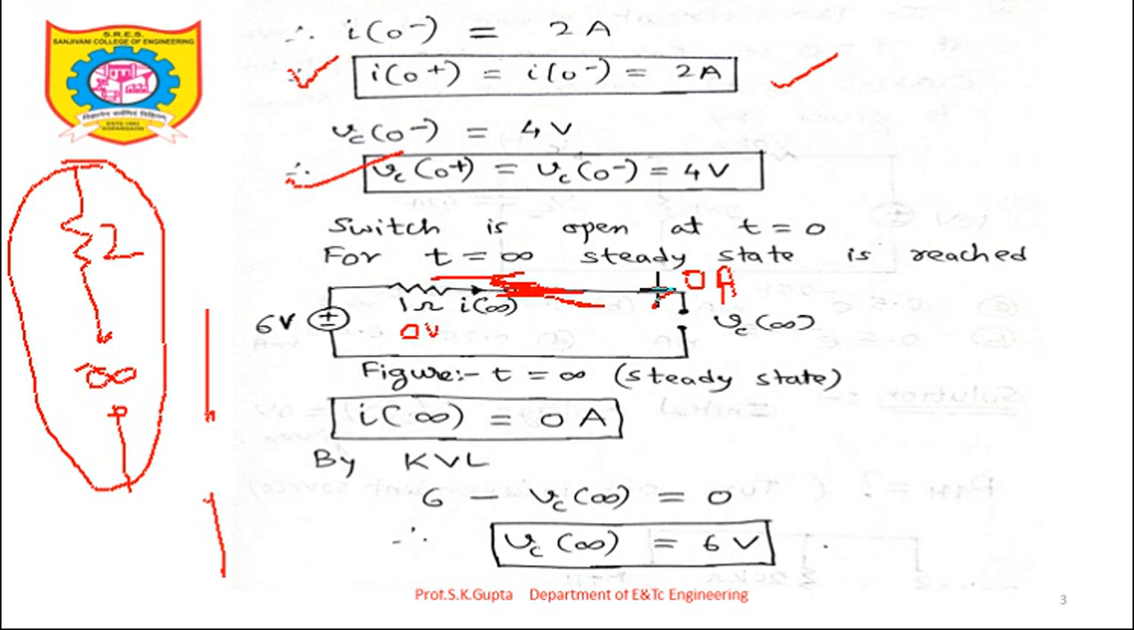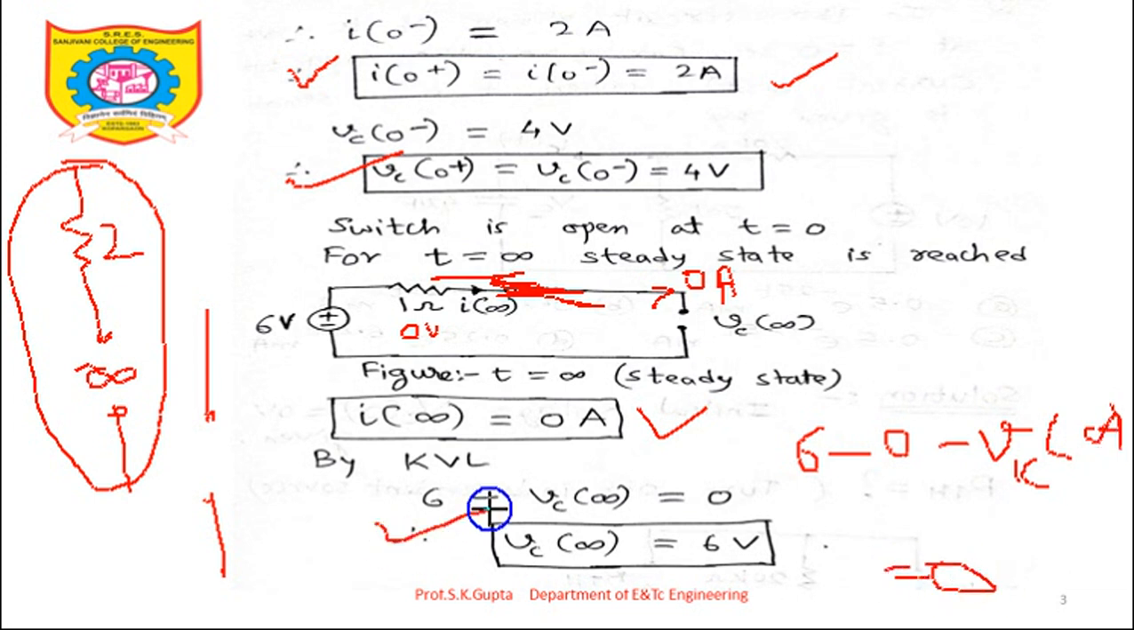So as I of infinity is flowing in the open circuit branch, I of infinity value is 0, and to find Vc of infinity we will apply one KVL equation. So I will start with 6 minus the voltage across the 1 ohm resistor, which is 0 because no current is flowing, so 1 into 0, 0 volt, minus Vc infinity equal to 0. Vc infinity comes out as 6 volt. So this is the solution for this numerical.